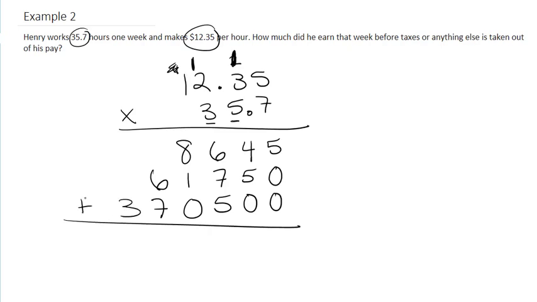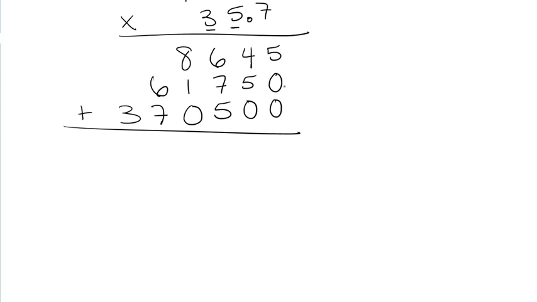So our next step is to add these numbers together. So we get 5 plus 0 is just then 5. 4 plus 5 is 9. 6 plus 7 is 13 plus 8 is 18. So carry a 1. 1 plus 8 plus 1 is 10. Carry the 1. 1 plus 6. 7 plus 7 is 14. Carry the 1. 1 plus 3 is 4.